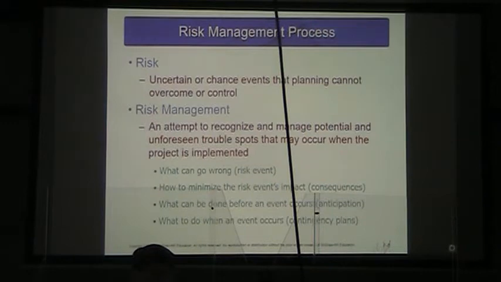That falls into 4 parts. First of all, what can go wrong? Second, how do we minimize that risk's impact on our project? What can we do before the risk occurs? And what do we do if an event occurs that is in our risk?